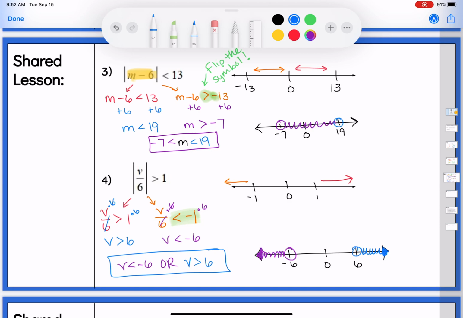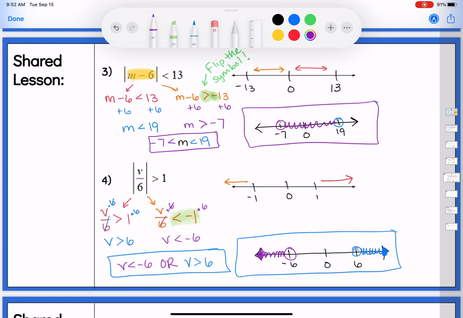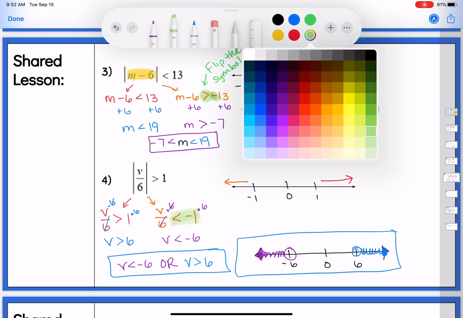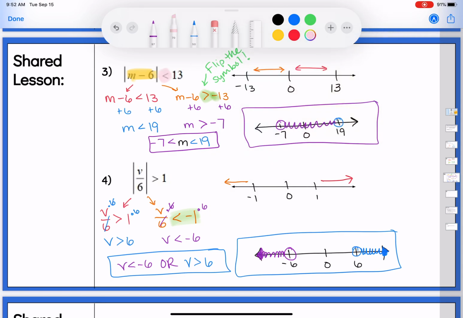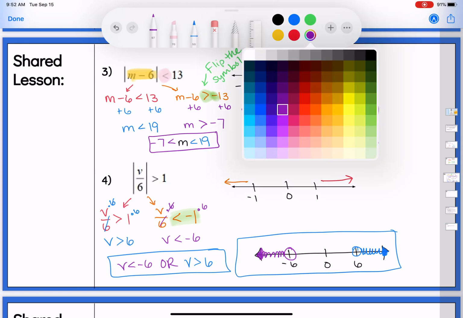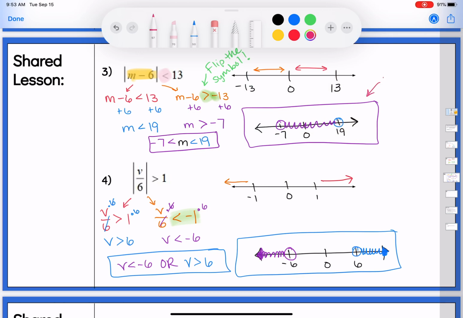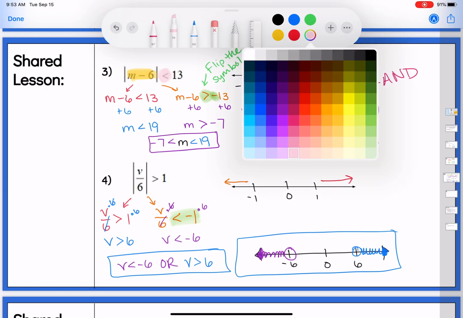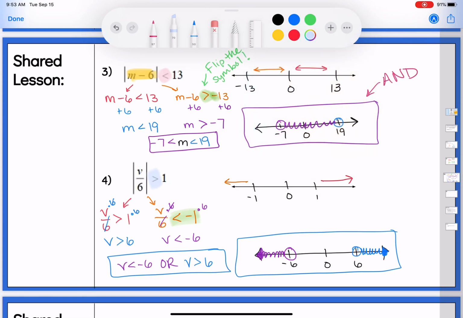Okay, so hopefully you are starting to see some patterns here. And you'll notice that whenever our symbol happens to be less than, when our distance has to be less than a number, I'm going to end up with an and inequality, right? A shading in between. And whenever I have a greater than as my symbol, when I want my distance to be greater than a number, I'm always going to end up with an or inequality.